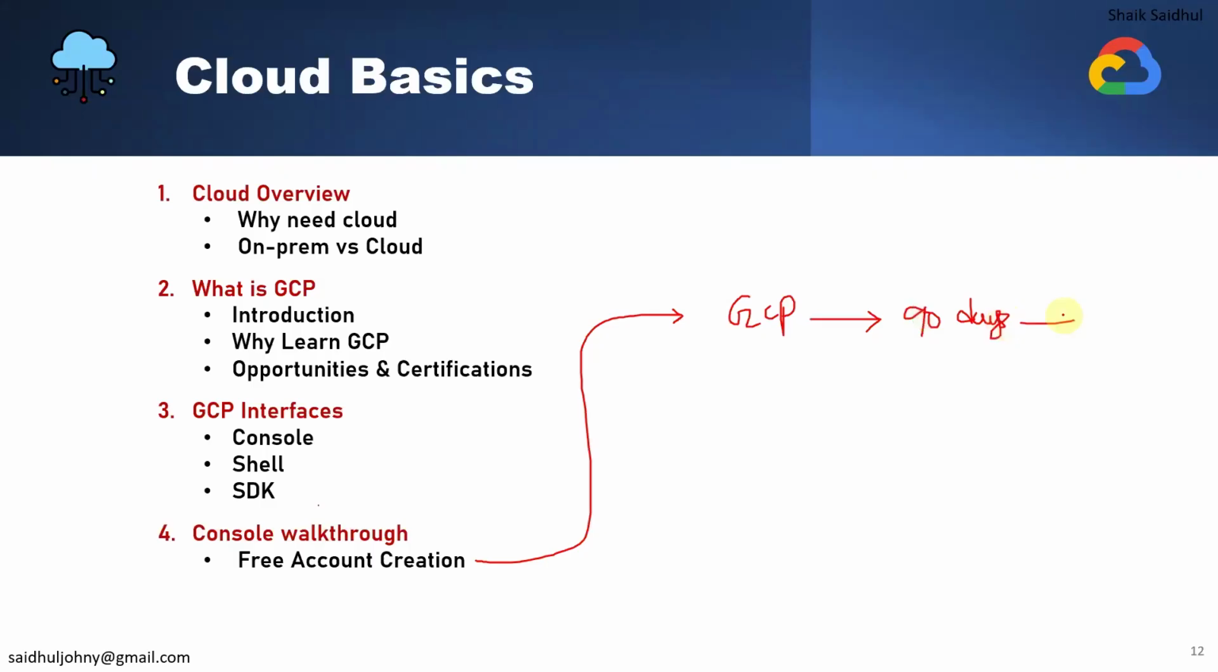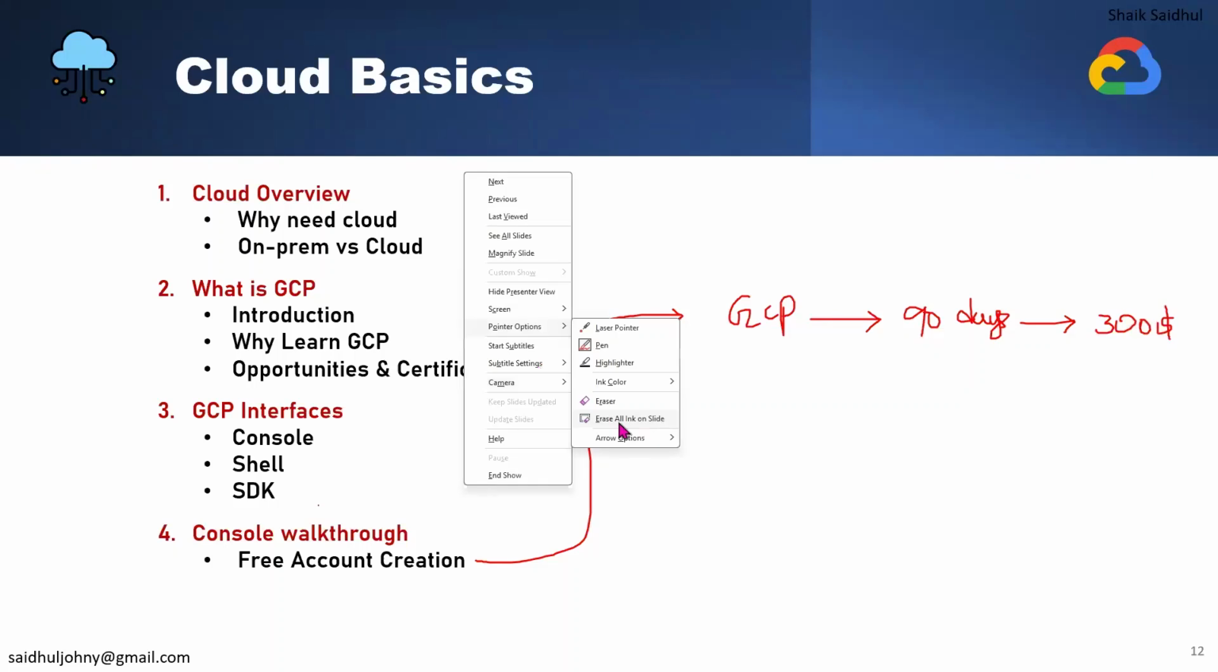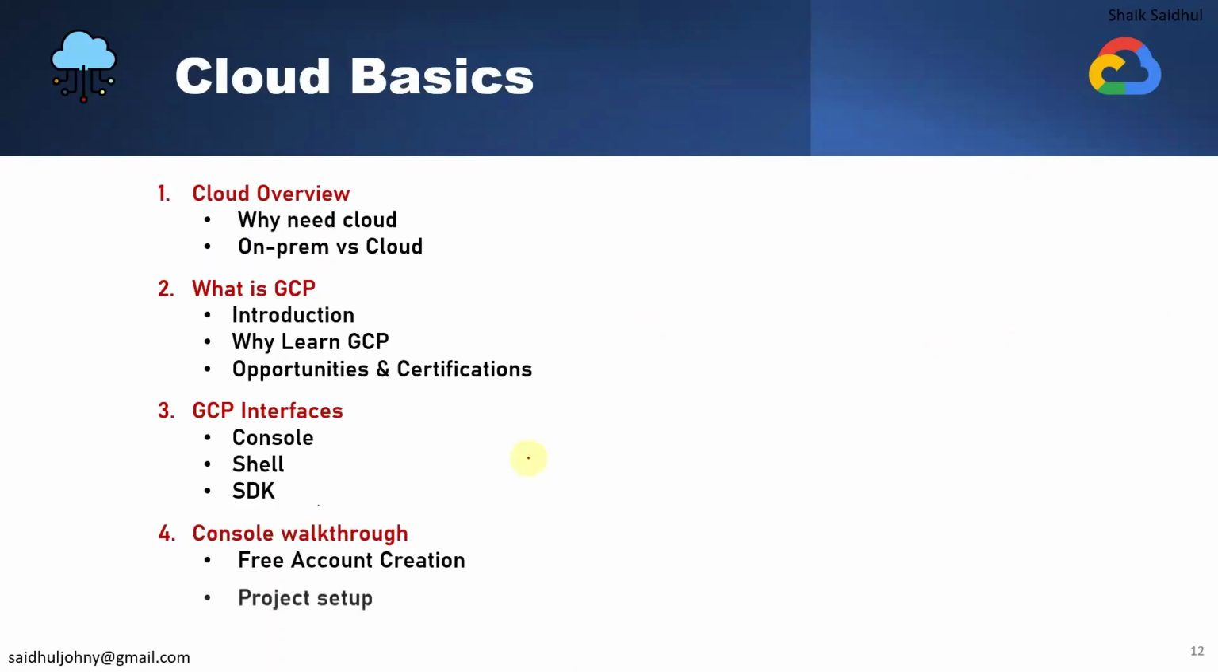They are offering you $300 for the next 90 days. No need to pay anything, everything is free. I will tell you how to create a free tier account in GCP. After that, we will see terminology like what is a project, what is billing, what is an API, and how to set up the project and billing.